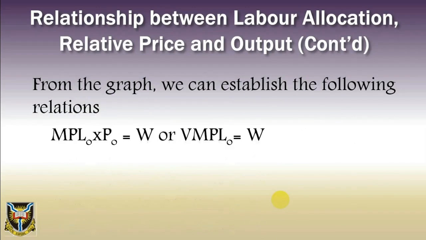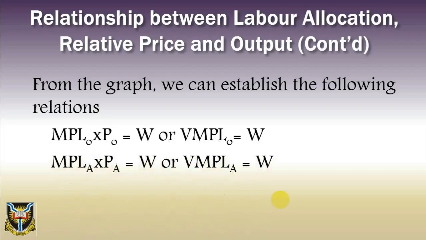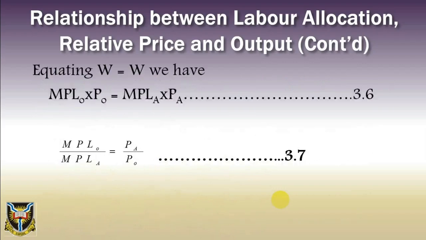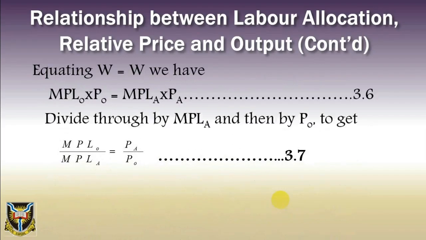MPLO times PO equals W, or VMPLO equals W. MPLA times PA equals W, or VMPLA equals W. Equating W equals W, we have MPLO times PO equals MPLA times PA. Divide through by MPLA and then by PO to get MPLO over MPLA equals PA divided by PO.